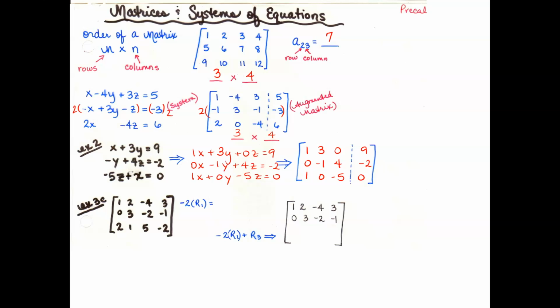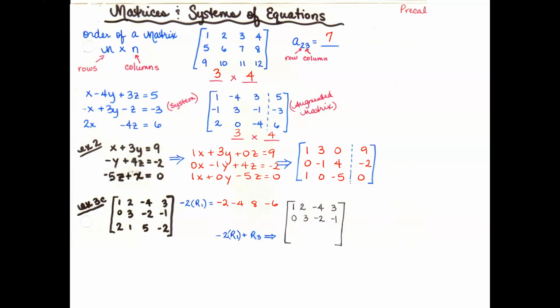I don't really think we need to practice switching 2 rows. That's pretty obvious. But look at example 3C. They ask us to do negative 2 times row 1. So let's take row 1, 1, 2, negative 4, 3, and multiply it by negative 2. Negative 2 times 1 is negative 2, negative 2 times 2 is negative 4, negative 2 times negative 4 is positive 8, and negative 2 times 3 is negative 6. So that's how we multiply a row by a constant.